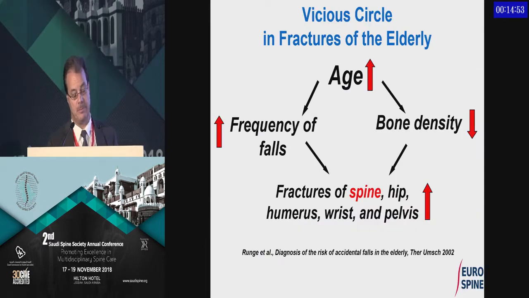This is about the aging spine, and if you look at the vicious circle in fractures in the elderly, it's obvious that as age increases, bone density usually decreases, and then we have these fractures of the spine, of the hip, humerus, wrist, pelvis, whatever, and that, of course, is another reason for increasing the frequency of falls again.